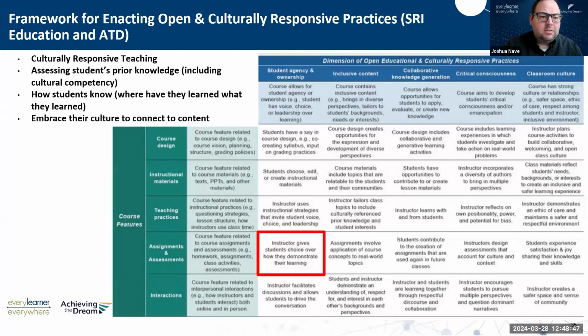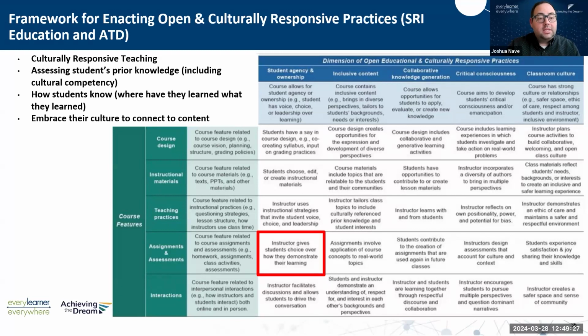And so we looked at culturally responsive teaching. One of the things we looked at, and we're going to look at that in a second too, was assessing students' prior knowledge, including cultural competency. We looked at how students know, like where have they learned what they learned. A lot of times our colleagues, maybe we've done it ourselves, will start a class and on the first day think everyone's on the same page. When in fact, some people don't even have the book, and other people are halfway through the book, right? So that's something where we really needed to have an equity-informed perspective with how we moved forward in the classroom.